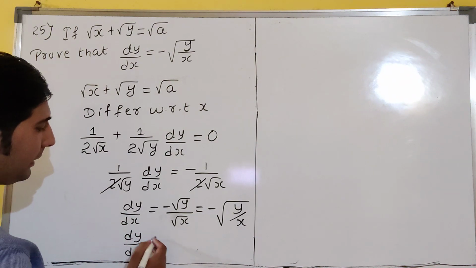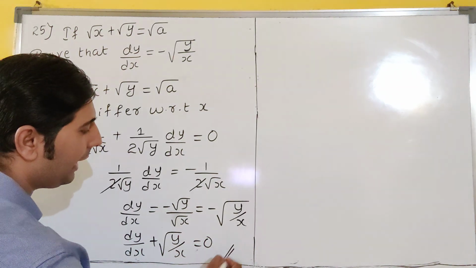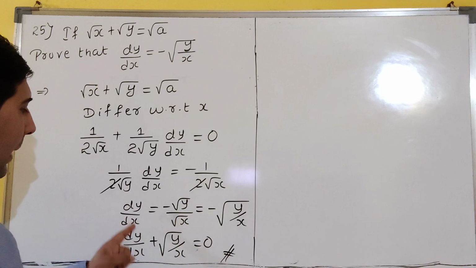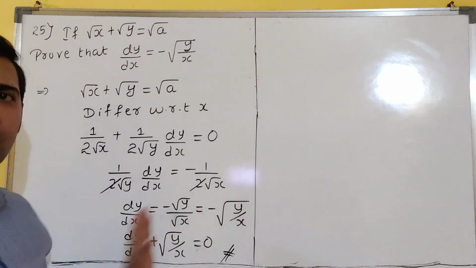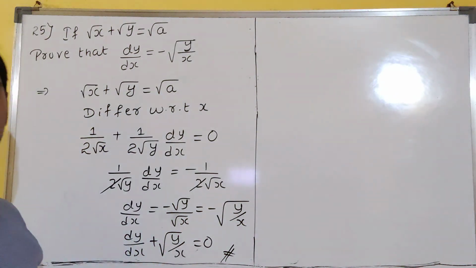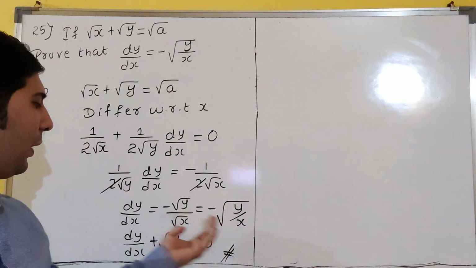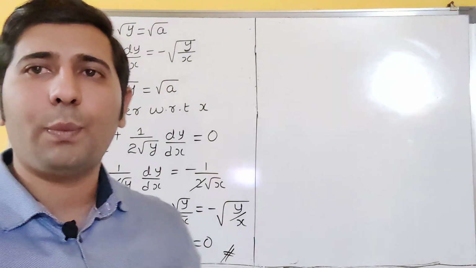If you take this side, it will become plus root y by x is equal to 0. Hence proved. So dy by dx is equal to minus root y by x. If you take this side, it will become plus. He has asked this much, you can keep this much also. If you don't want the minus sign, you can take it this side. Hence proved. I hope you understood.